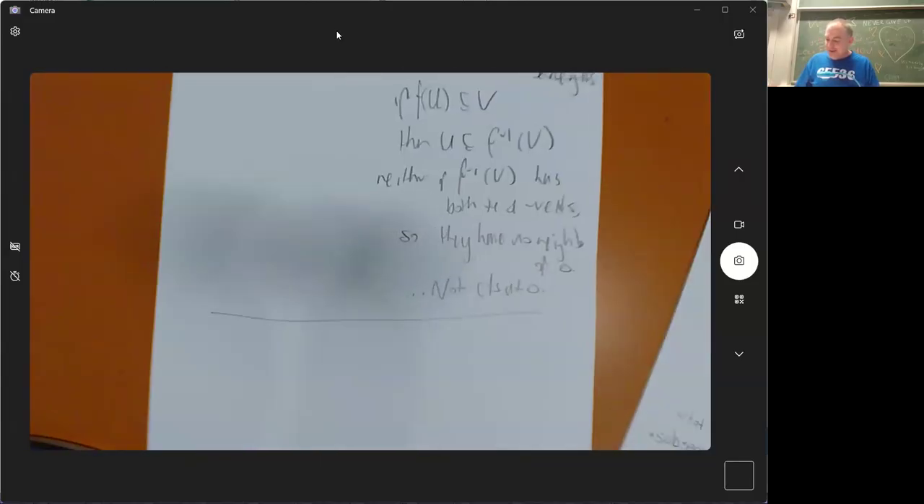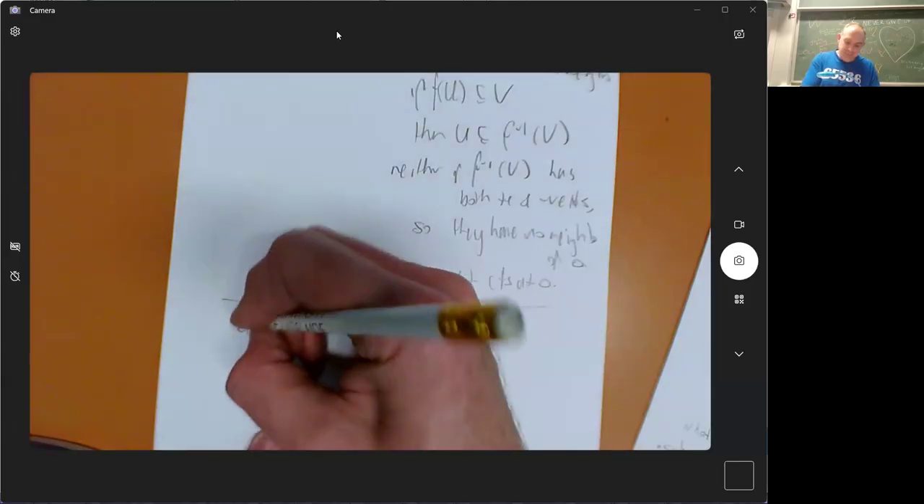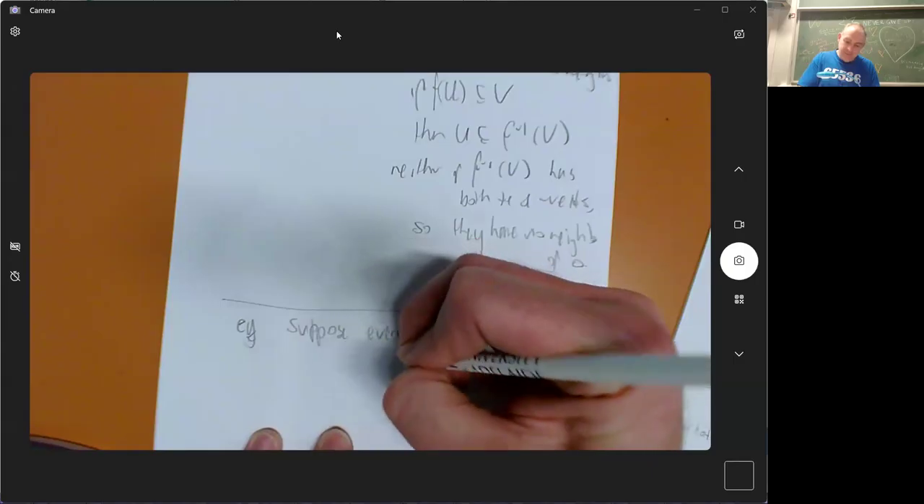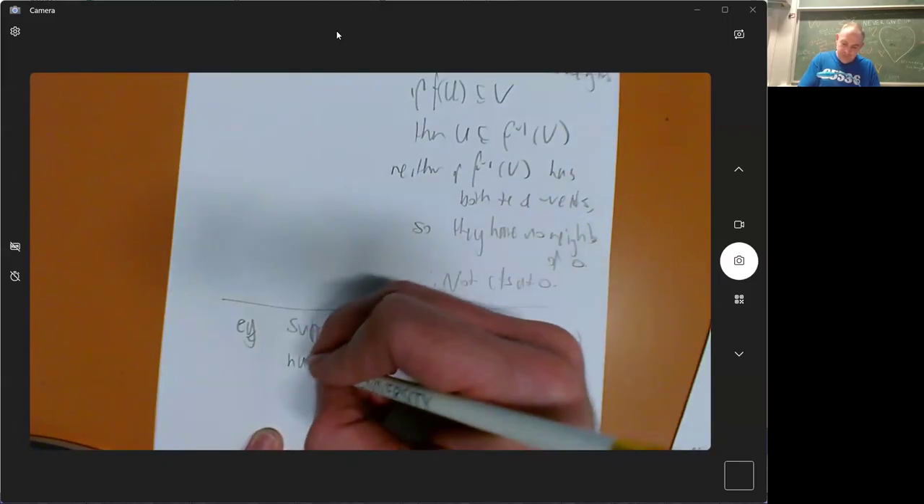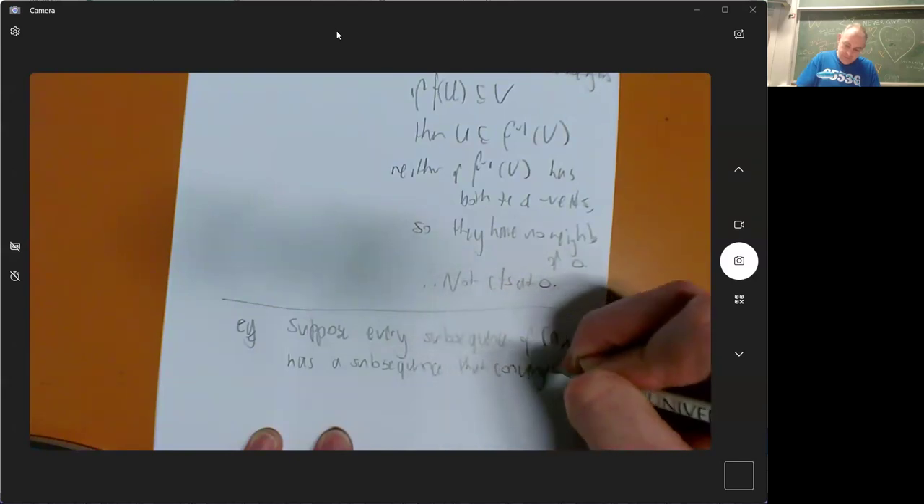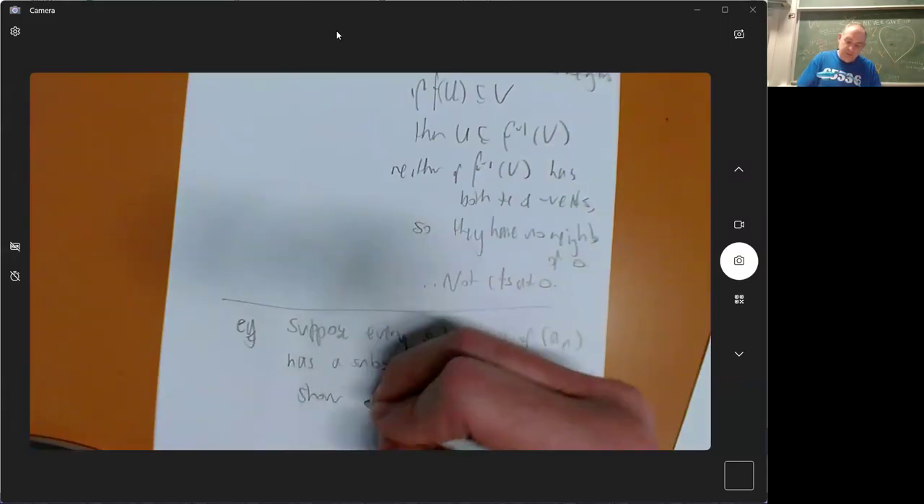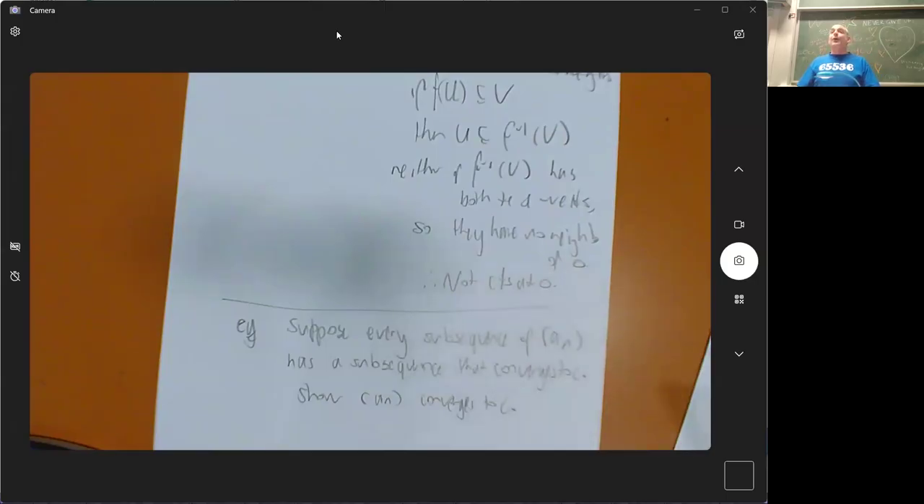So the last question was: suppose every subsequence has a subsequence of its own that converges to C. Show that a_n converges to C. It's not that every subsequence converges to C, it's that every subsequence has a subsequence that converges to C. Yes, oh yeah, I mean every subsequence will converge to C because a_n does, but okay.